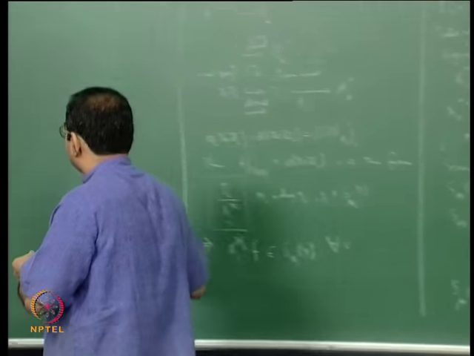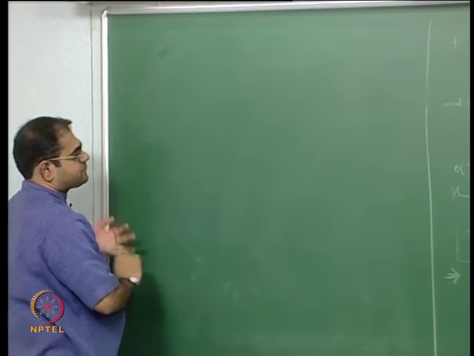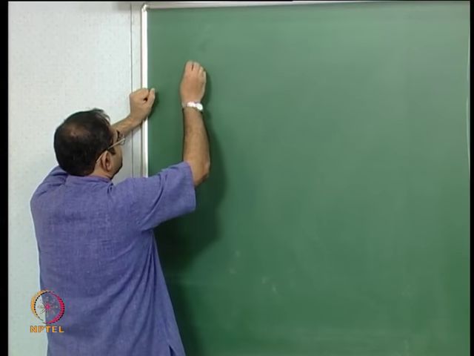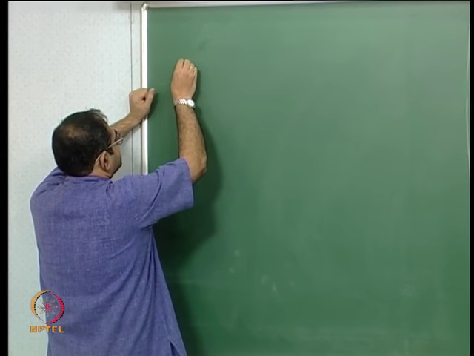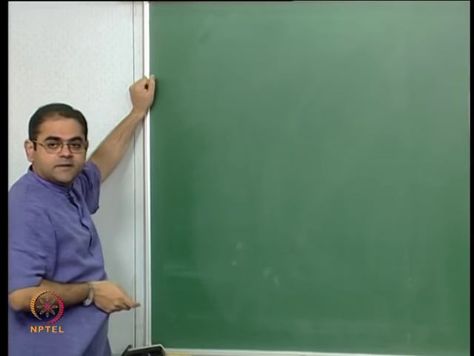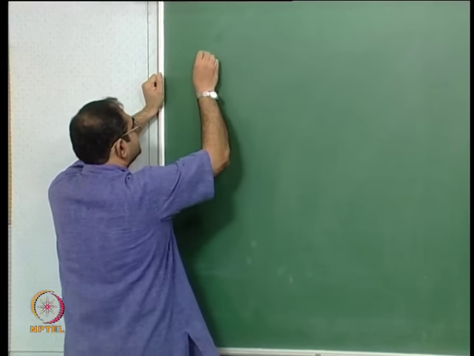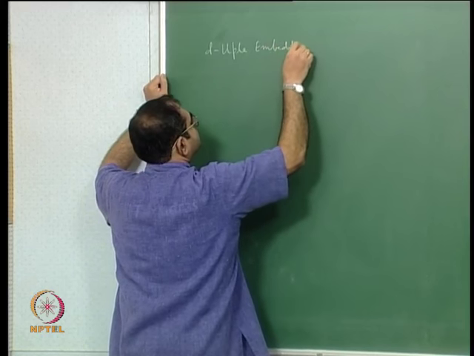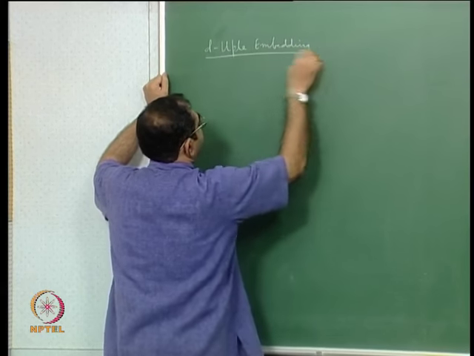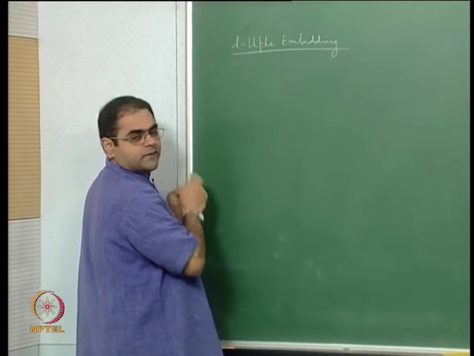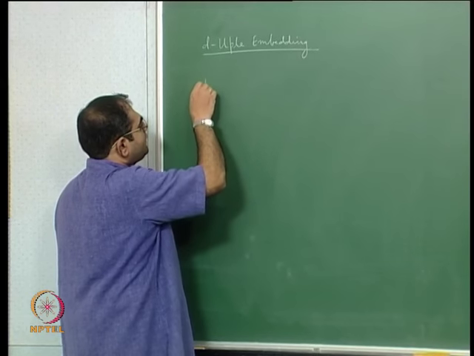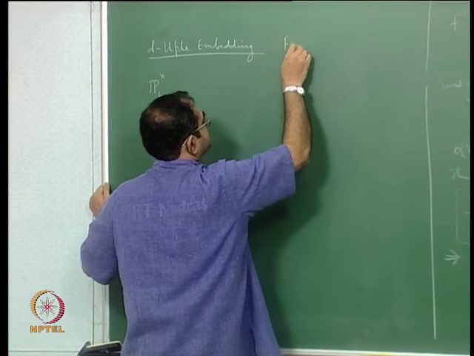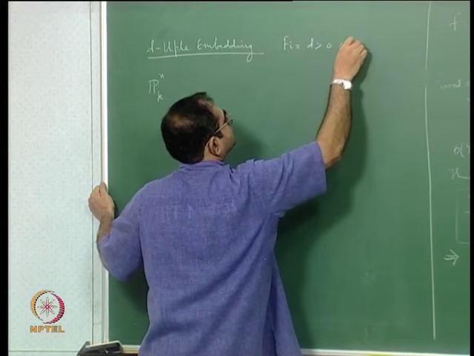To explain that, I'm going to look at a very simple situation. I'm going to describe what is called the d-uple embedding. The idea is the following. We are going to take projective n-space, and you fix d, a positive integer.